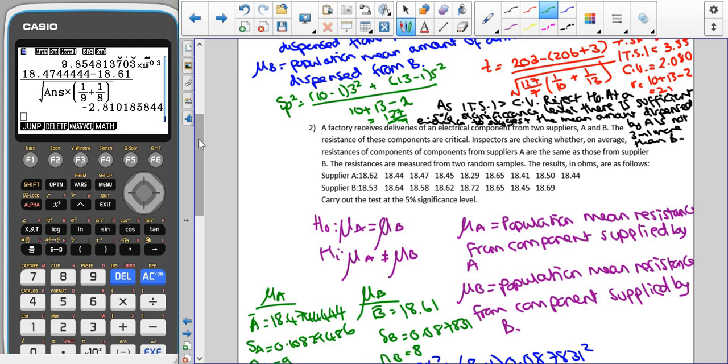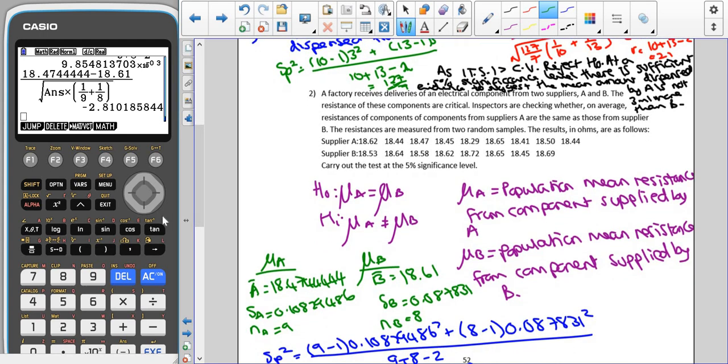Okay, so hopefully now you've tried the second Now You Try question. So now we've got a factory that receives deliveries of an electrical component from two suppliers, A and B. The resistance of these components are critical. Inspectors are checking whether, on average, the resistance of components from supplier A are the same as from supplier B. The resistances are measured from two random samples. The results in ohms are as follows.